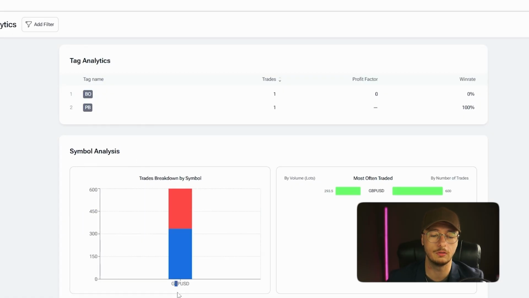But let's continue just down below, and we've got symbol analysis. Basically, I only trade the pound against the dollar, but if I trade different ones, I will be able to see them all here and have a nice breakdown to see which one is performing better.